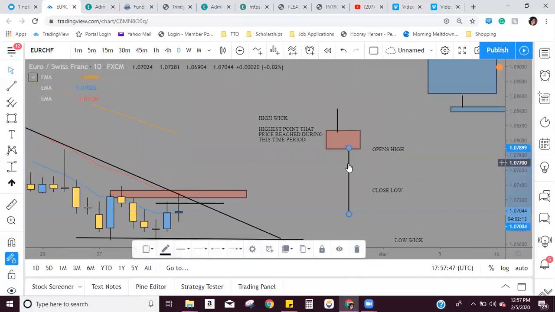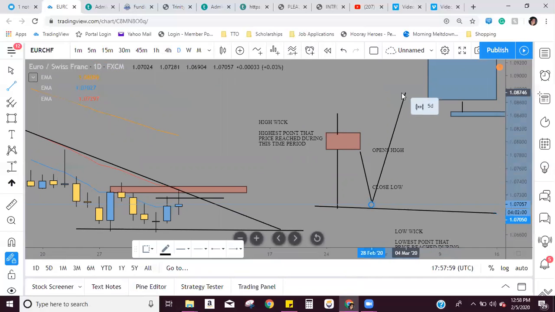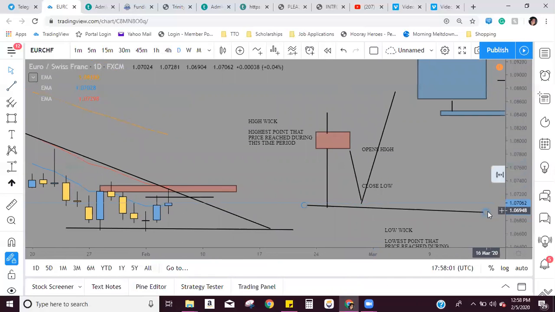I want price to fill the wick. Why do I want it to fill the wick? Because the last 4 or 5 candles are bearish. That means it still has more bearish momentum. I want price to come down and fill the wick. And once it comes down here, what do I want to do? Look to see rejection to push towards the top side.